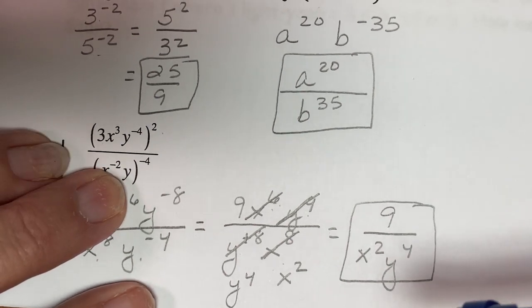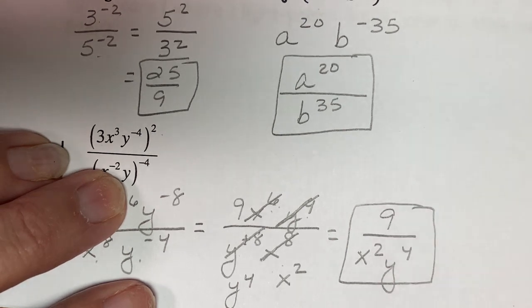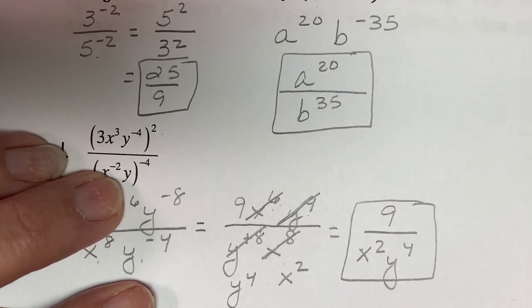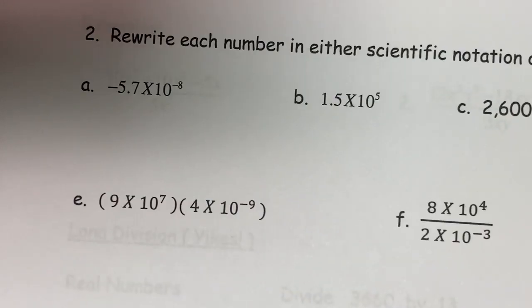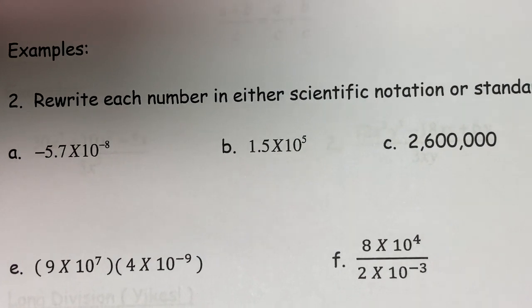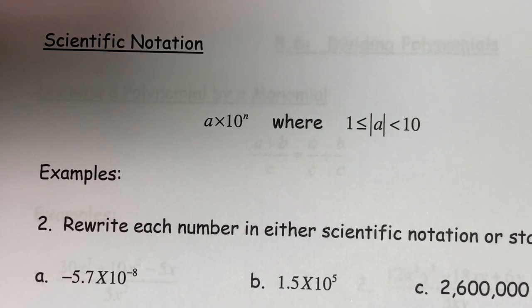All right, so that's lots of practice with negative exponents. Now let's talk about scientific notation. First of all, scientific notation is the one and only place in mathematics where we leave a negative exponent. Otherwise, negative exponents should disappear.